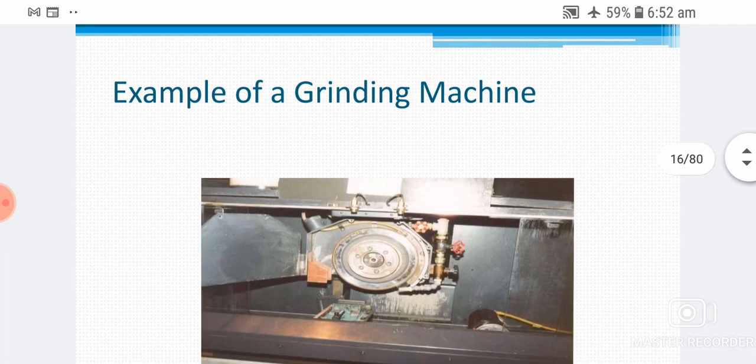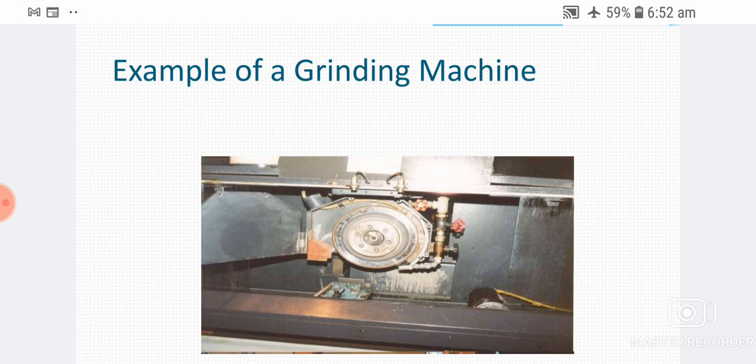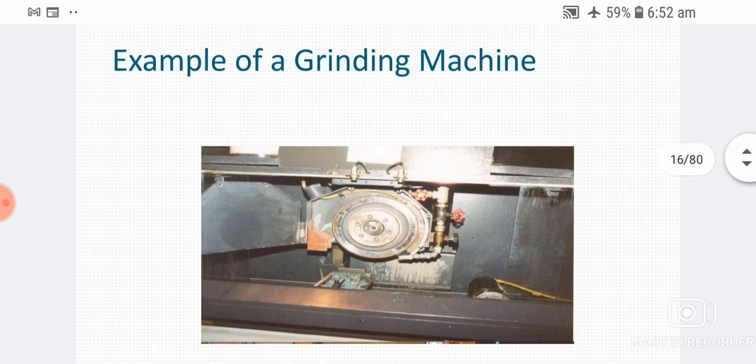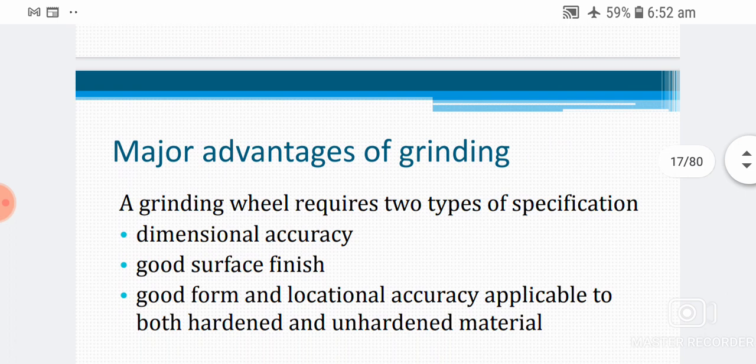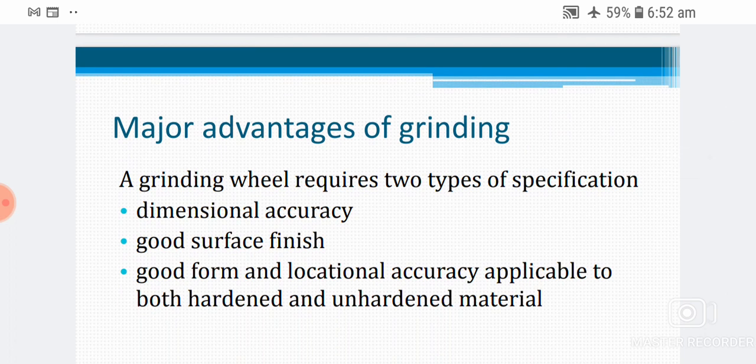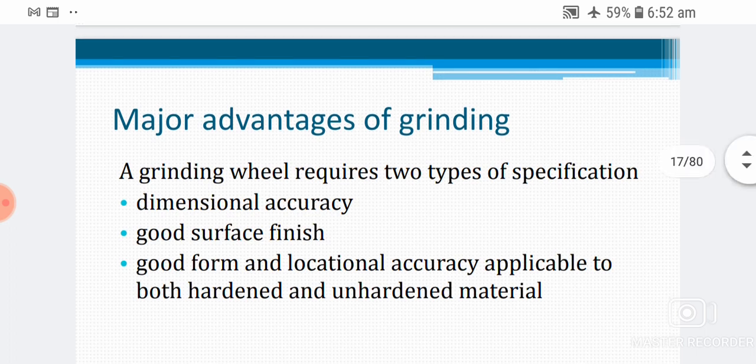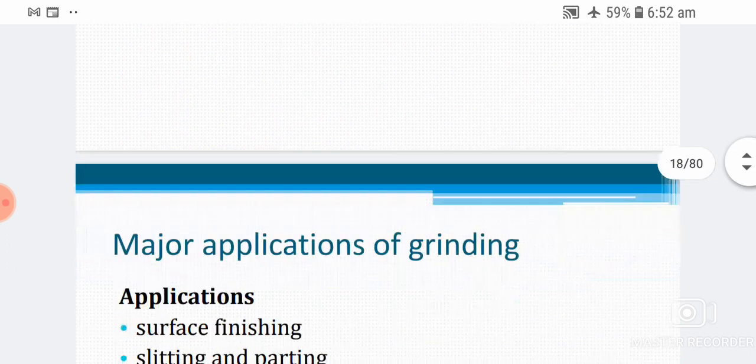Okay, example of grinding machines. An example of a grinding machine is a grinding wheel moving over the material to remove it from the workpiece. Major advantages of grinding: a grinding wheel requires two types of specification. Dimensional accuracy, good surface finish, good form and locational accuracy, applicable to both hardened and unhardened material.